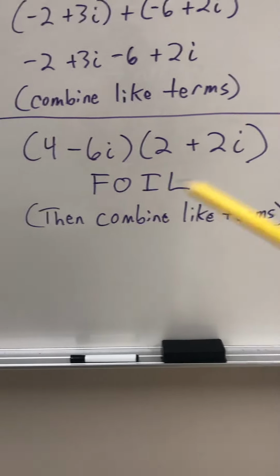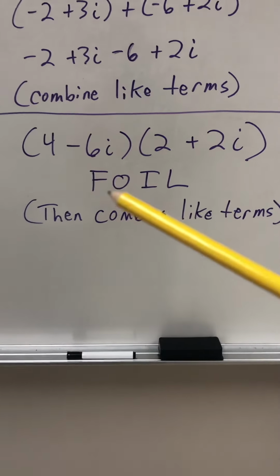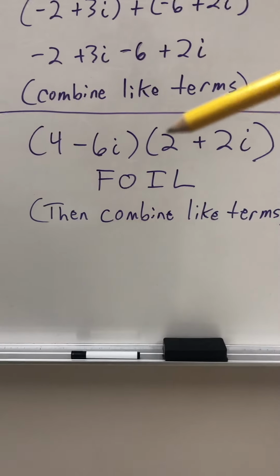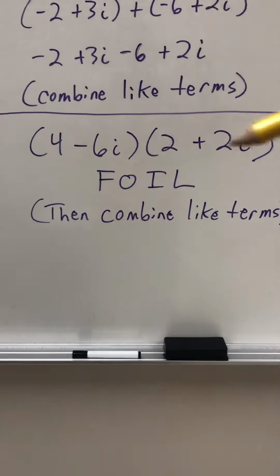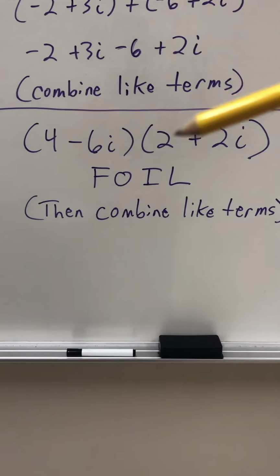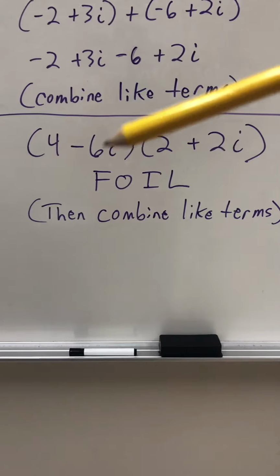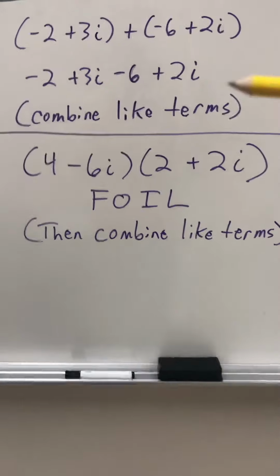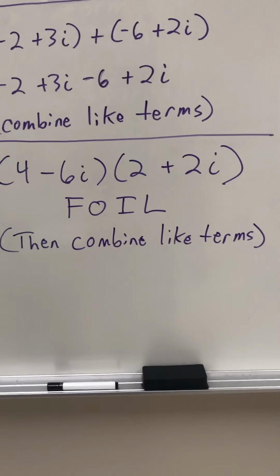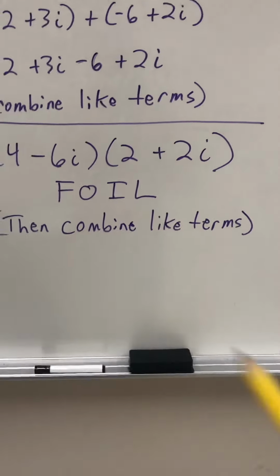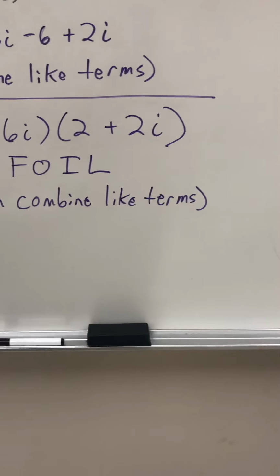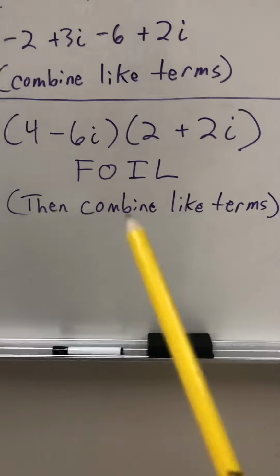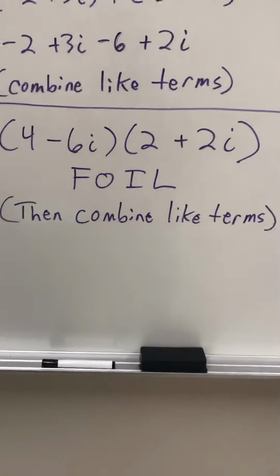For this one, I want to remind you you're multiplying, so use FOIL. First, outside, inside, last. So take the firsts, multiply them. Take the outsides, multiply those. Take the insides, multiply those. And take the lasts, multiply those. And then combine like terms like you did up here. And remember, i squared is going to equal -1. So remember that one for this one, because i squared is going to equal -1. That's going to help you get to your final answer.